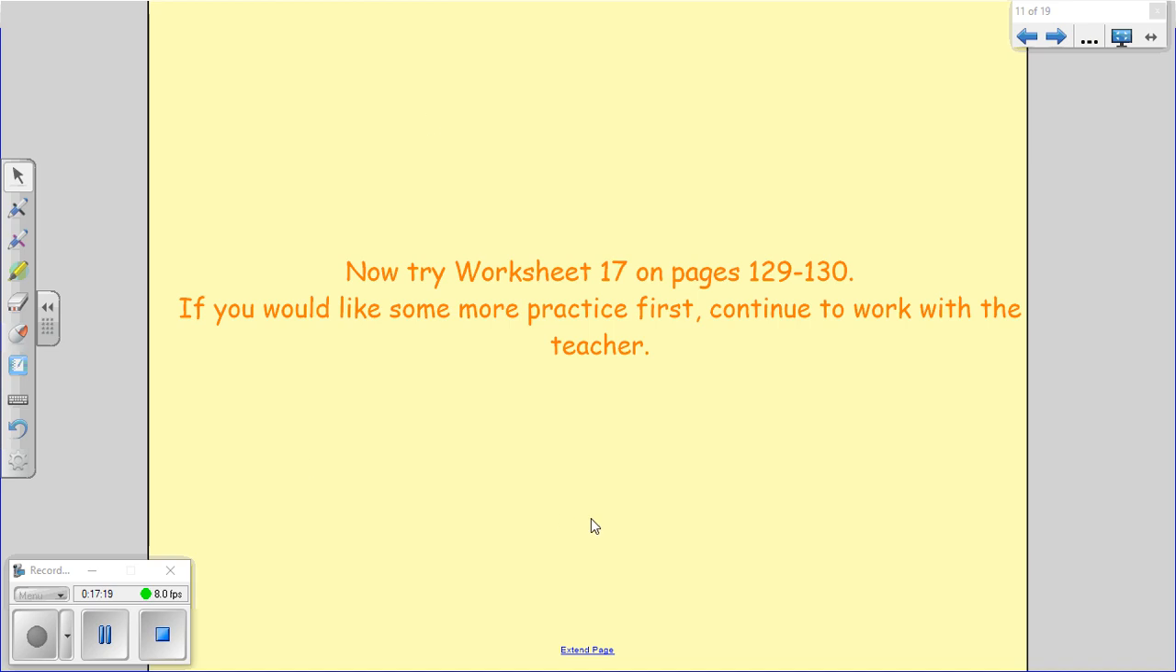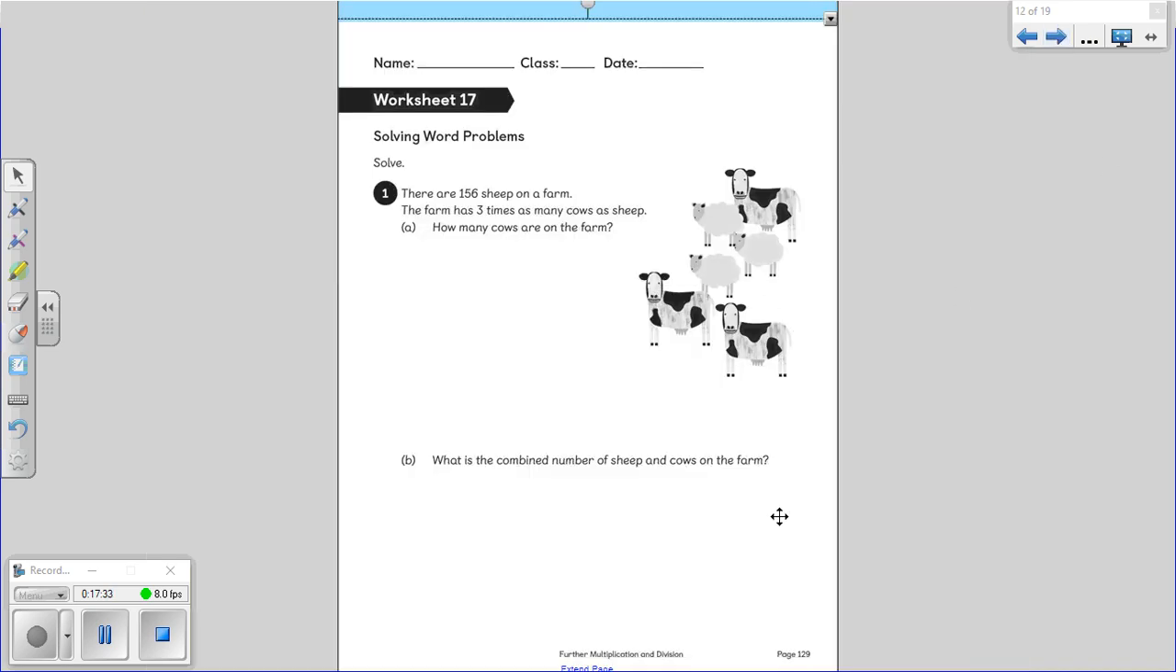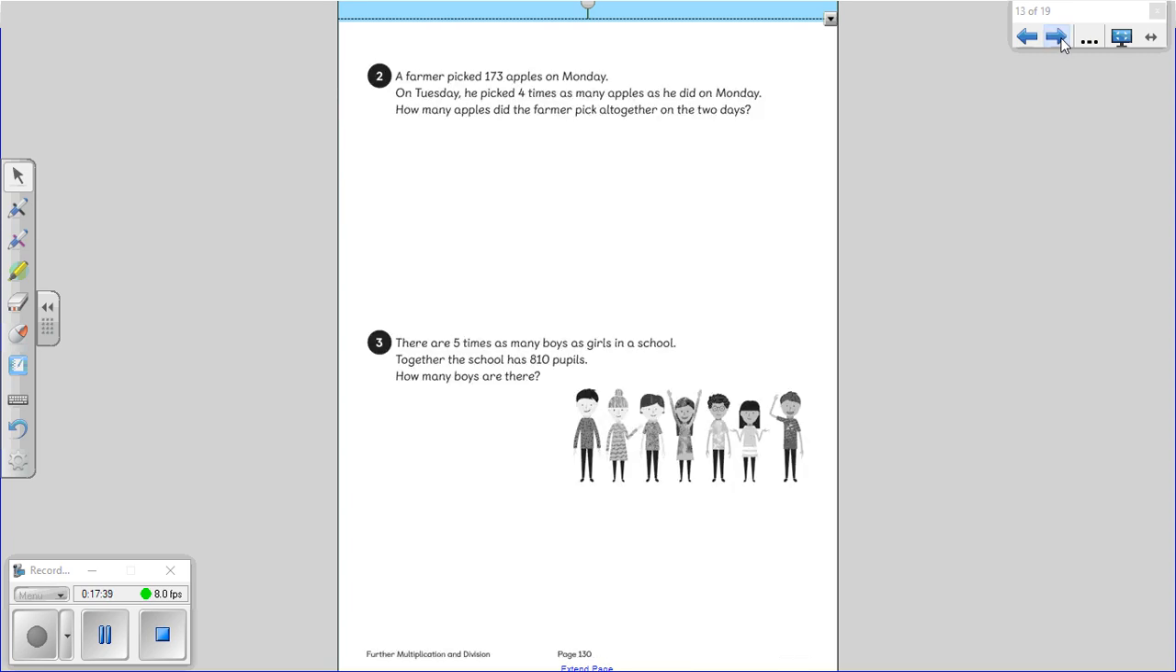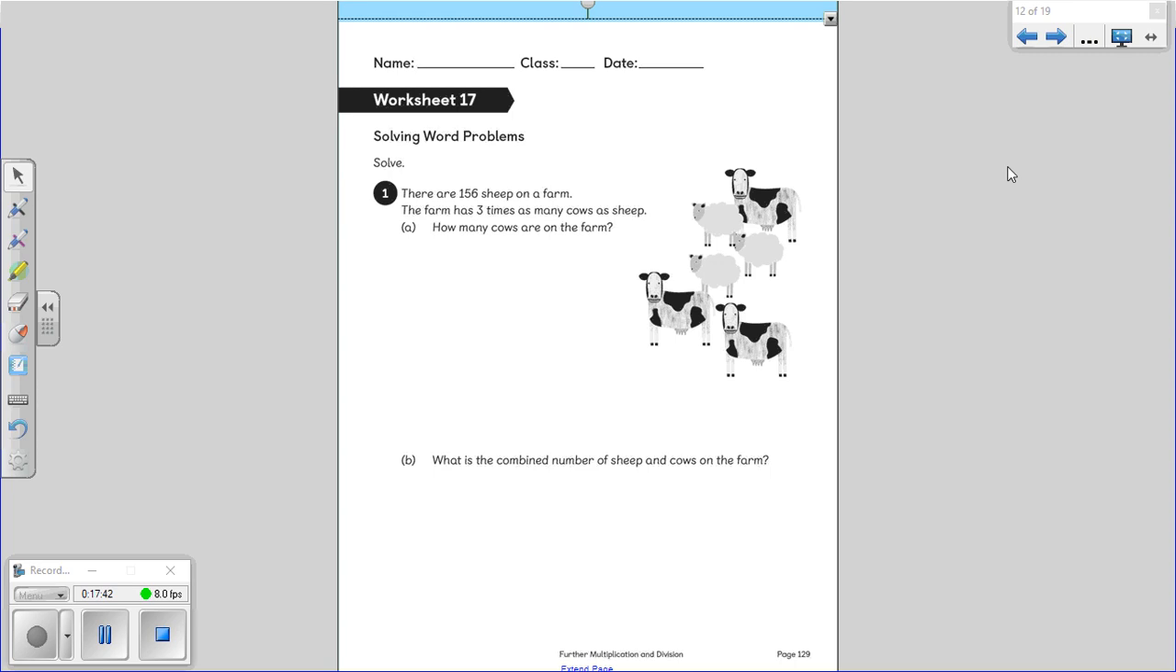So now if you're feeling confident at giving these word problems a go, you can try worksheet 17, which is on pages 129 to 130. So look, this is the first page, and then this is the second page. So let's have a think about some top tips before you have a go at doing this worksheet. What is going to help you to solve these problems? Well, what you could do is underline the key information in the problem. That's really going to help you focus on what you need to do.